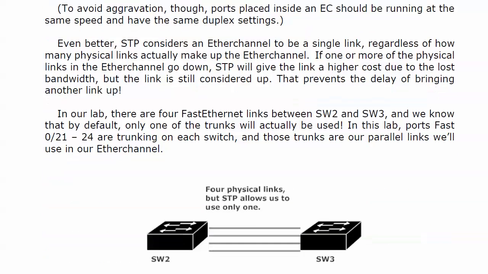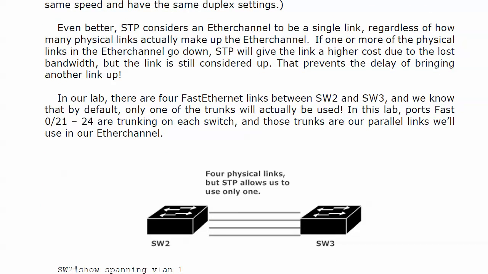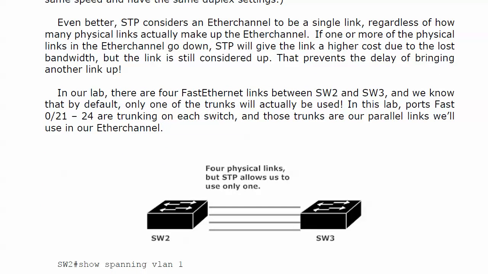And here's the lab that we're going to be using to start with. We've got 4 Ethernet links between switches 2 and 3. We know that by default, only one of those trunks is actually going to be used. Let me give you a quick pop quiz. Out of these 8 ports, how many of those ports will be in blocking and how many will be in forwarding mode once the network converges? Because I've already got that part set up. They are trunking, I promise you. How many of those ports will actually be in blocking mode? Let's go ahead and take a look.